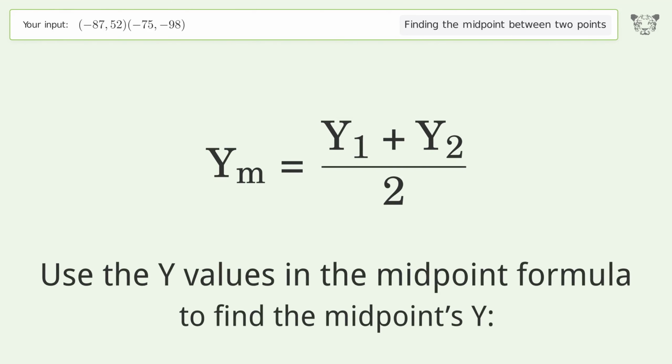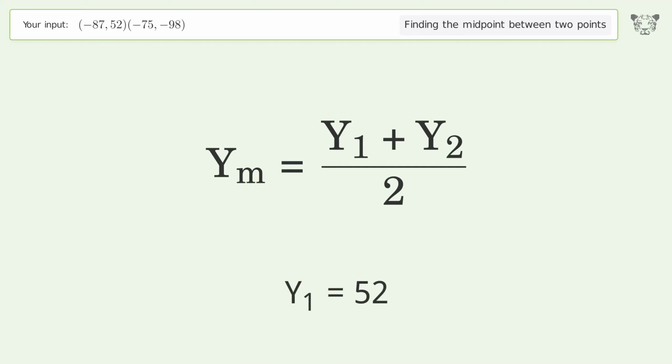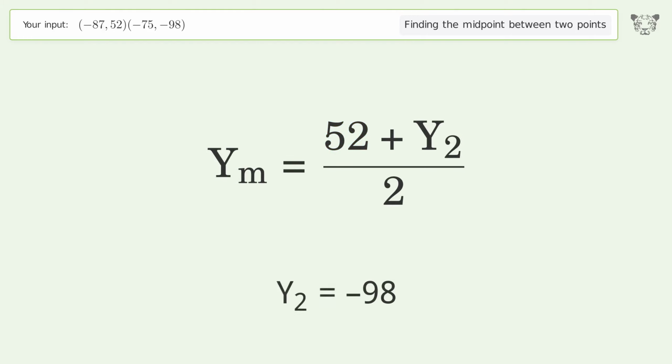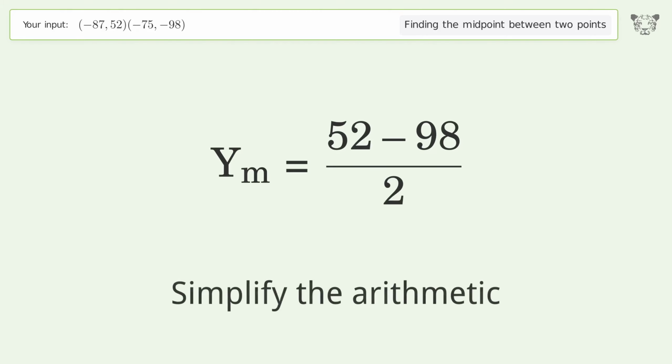Use the y values in the midpoint formula to find the midpoint's y. y1 equals 52. y2 equals -98. Simplify the arithmetic.